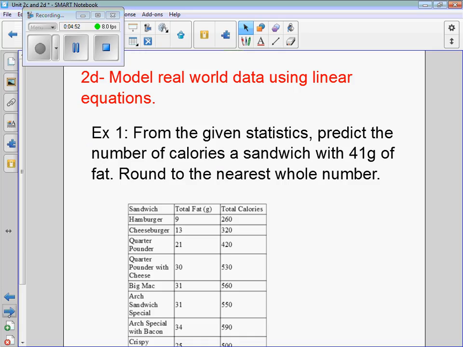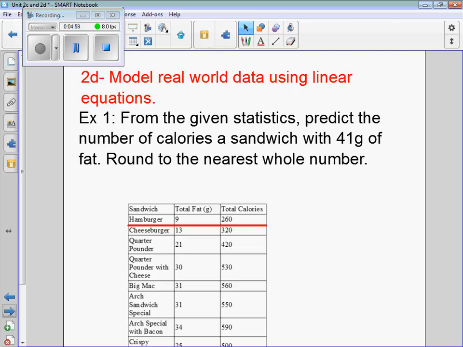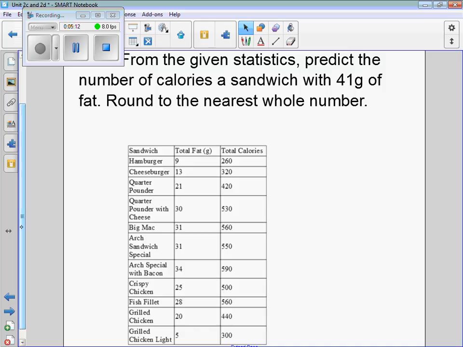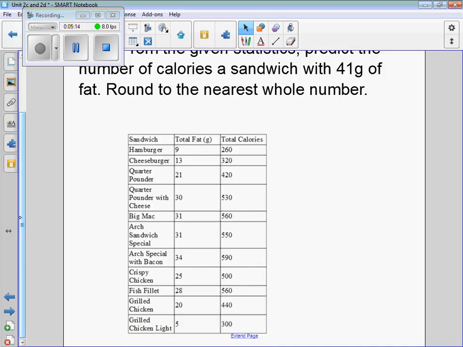Moving on to 2D. Here we're going to model real-world data using linear equations. From the given statistics, predict the number of kilocalories in a sandwich with 41 grams of fat. Ooh, that's a lot of fat. We have to round to the nearest whole number using this chart. So using the chart, we're actually going to start using calculators. In our calculator, we're going to find a place where we're going to have a table, and enter this information in the table.